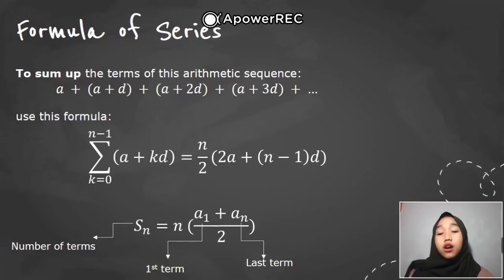So there are two formulas. The first is Sn equals n times a1 plus an over 2. You can see n is the number of terms, a1 is the first term and an is the last term.